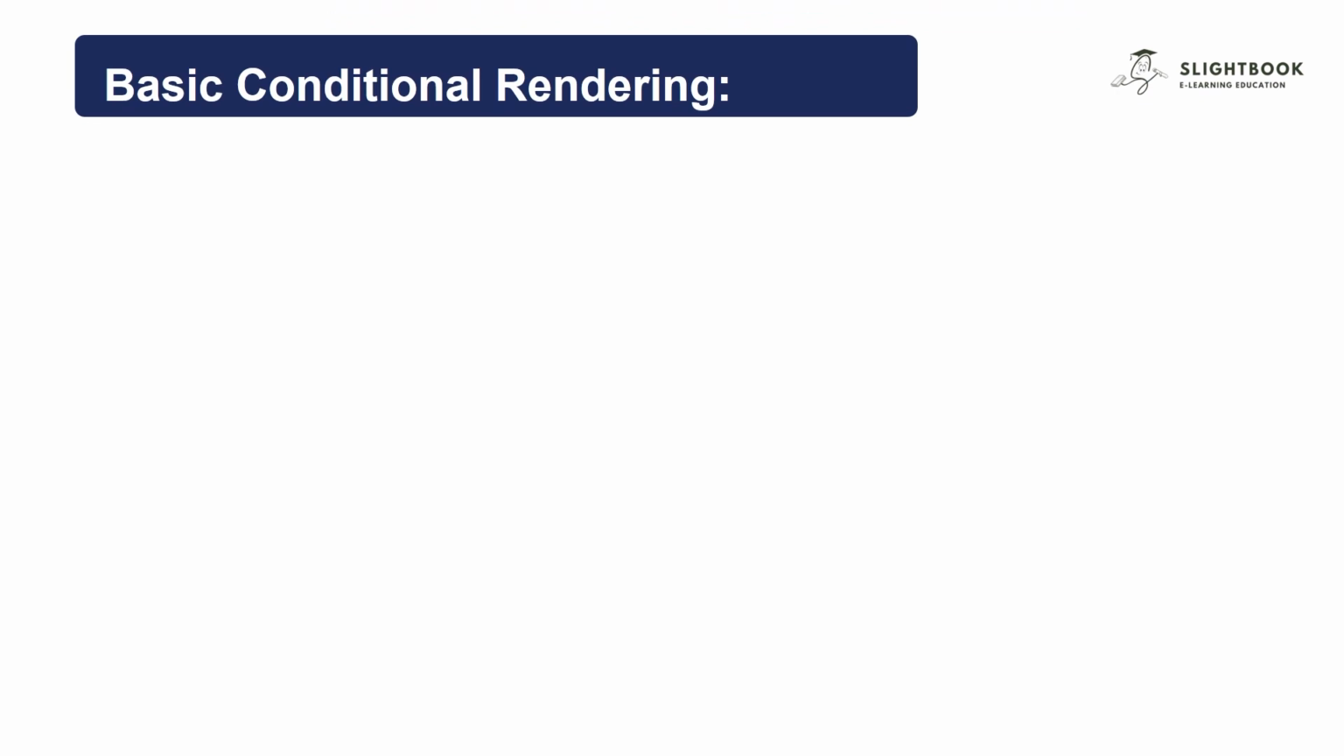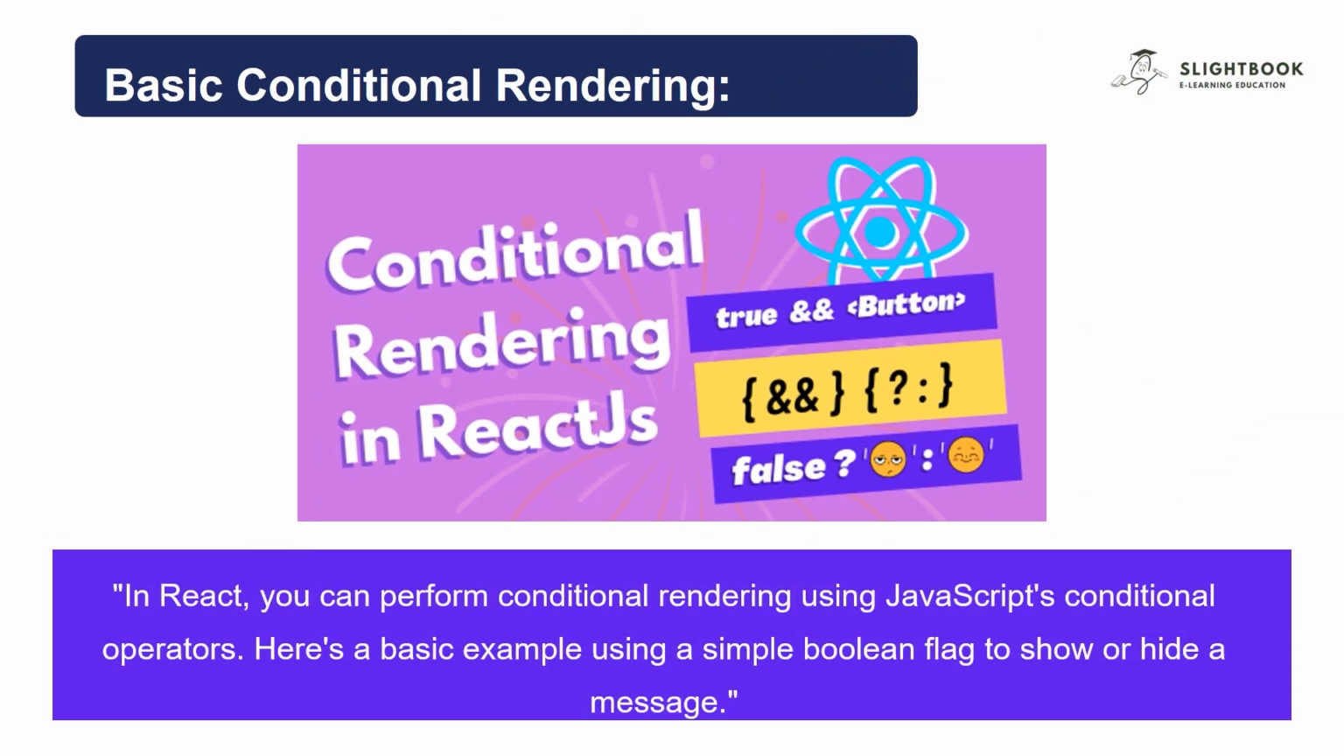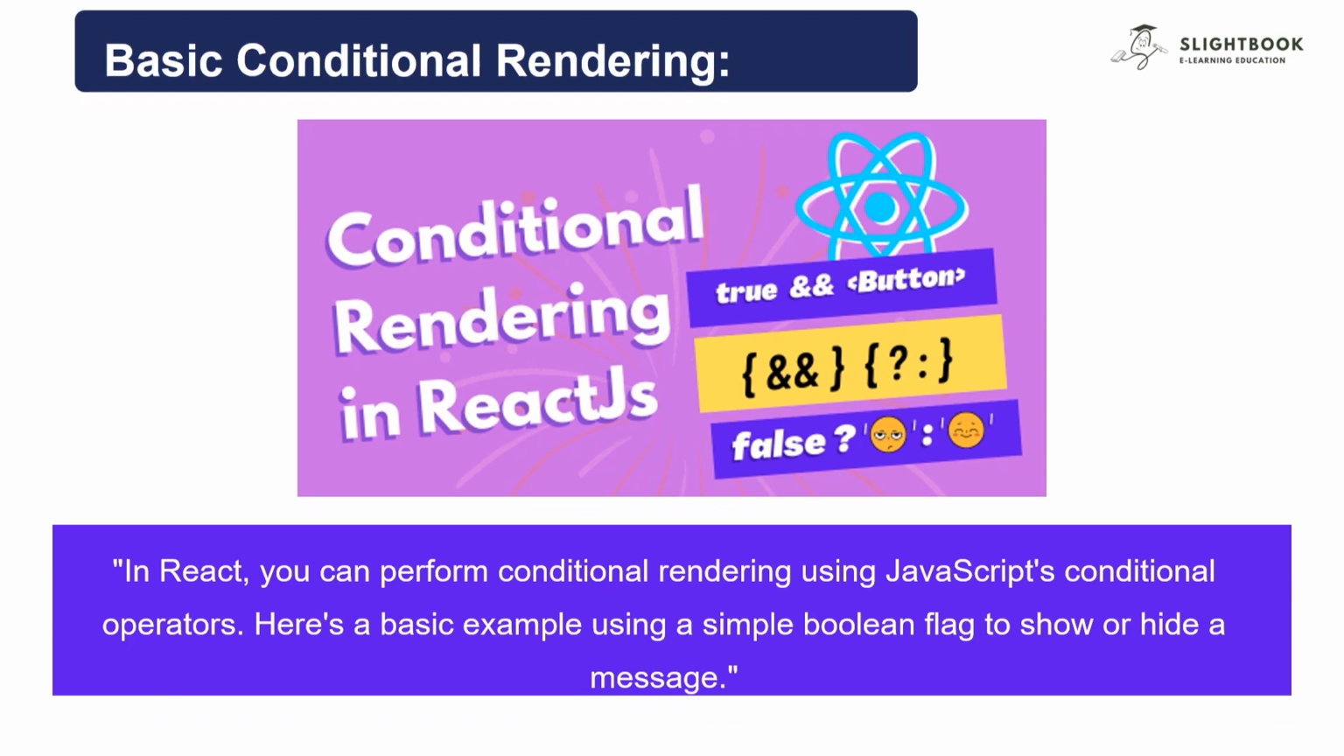Basic conditional rendering. In React, you can perform conditional rendering using JavaScript's conditional operators. Here's a basic example using a simple Boolean flag to show or hide a message.